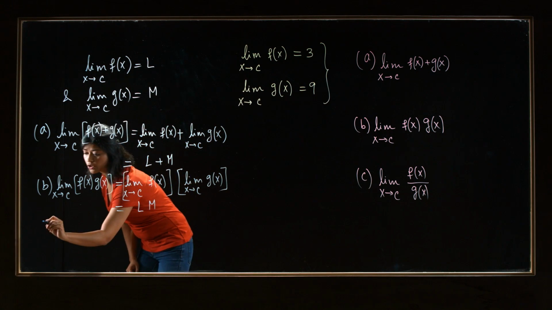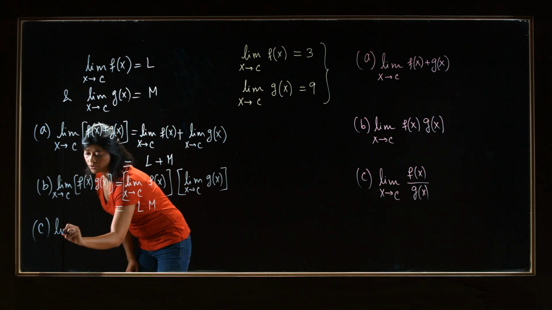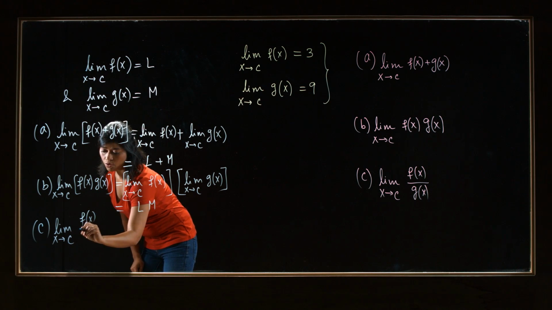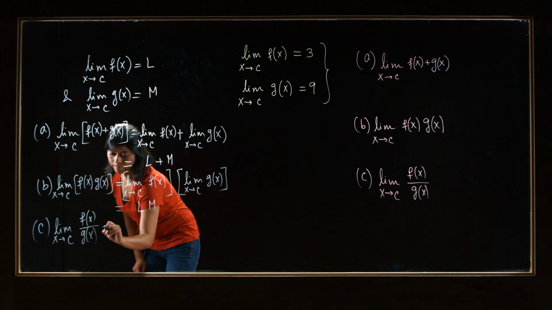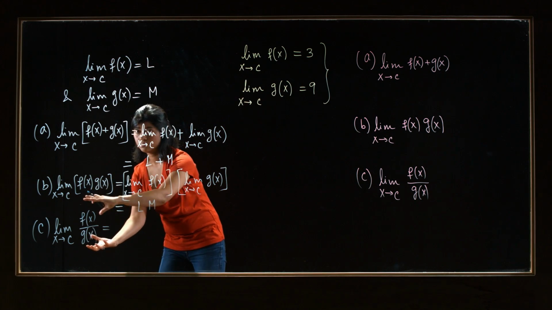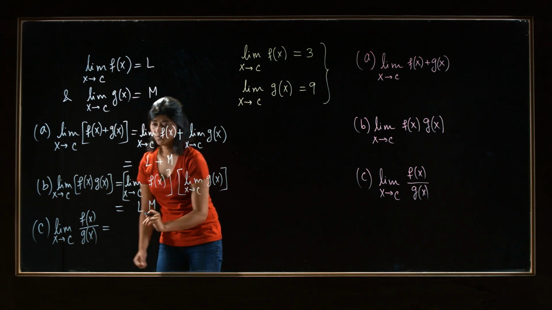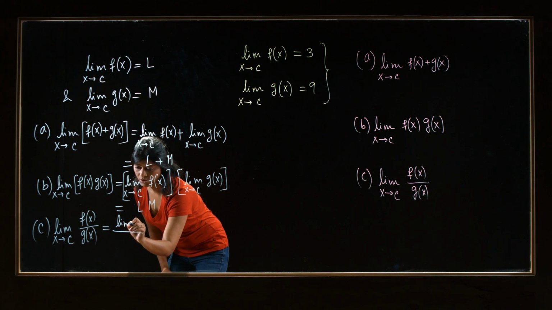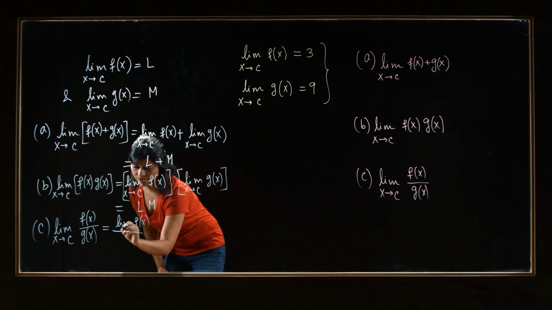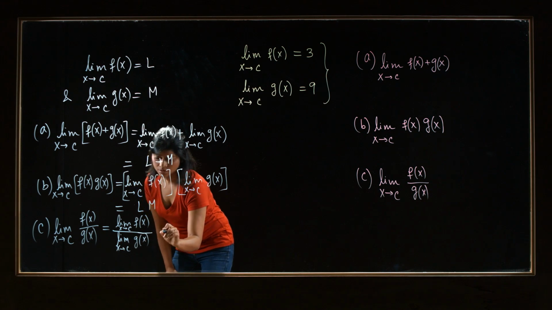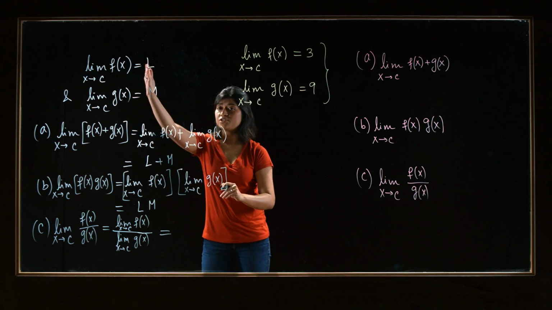The last one is the quotient. So you want to figure out the limit as x approaches c of f(x) over g(x). And we can do the same thing. We can just split it into two limits, the limit of f over the limit of g. There's just one thing you have to be very careful about. So let's write that down: the limit of f as x approaches c on the top, the limit of g as x approaches c on the bottom. And then, again, you just plug in the values.